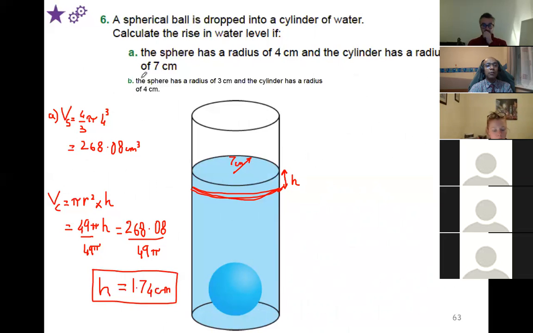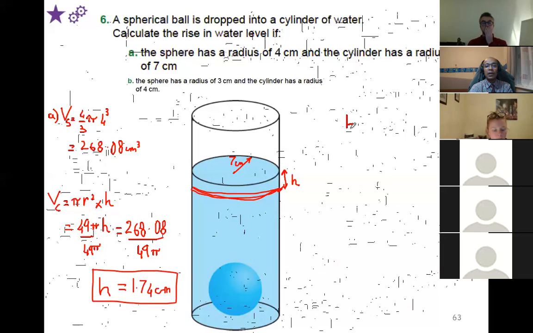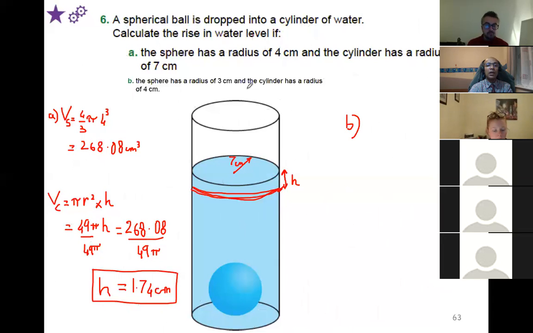So that was A. For B, you do the same, but this time they've changed the size of the ball, but have you noticed they've changed the radius of the cylinder as well. So they made a smaller ball, but a smaller cylinder. And then you can calculate what is the new height, and that might give you an idea. By making the ball smaller, but by making the cylinder smaller, maybe the height will get bigger.